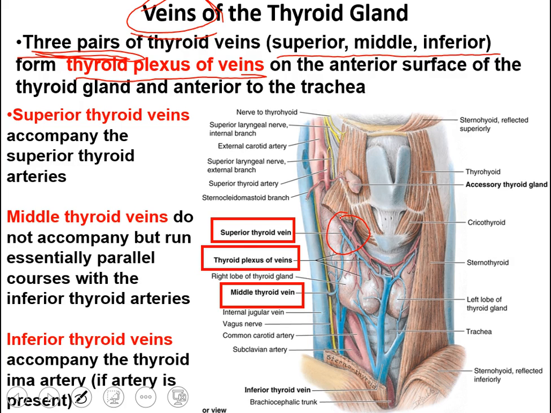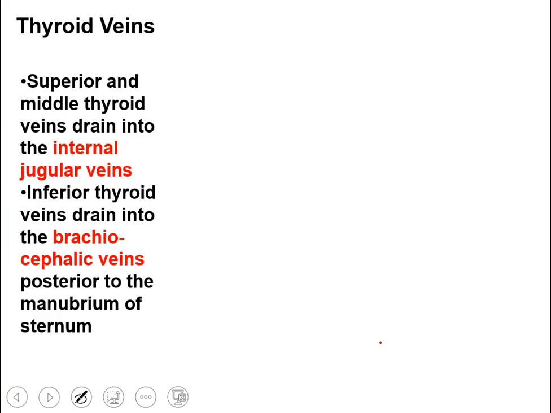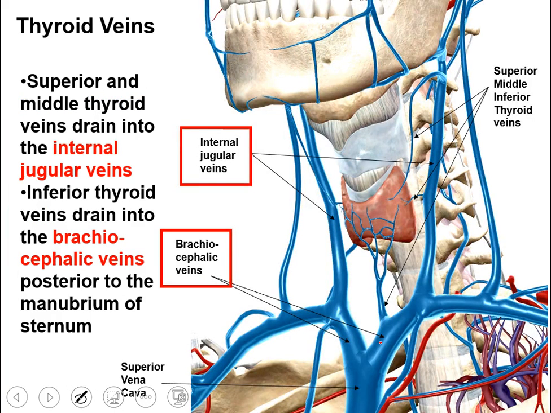The middle thyroid veins are not accompanied by arteries, but actually run almost parallel courses with inferior thyroid arteries, and they drain the middle portion of the lobes. And lastly, inferior thyroid veins accompany the thyroid ima artery, if thyroid ima artery is present. As shown on this slide, superior and middle thyroid veins drain into the internal jugular veins.